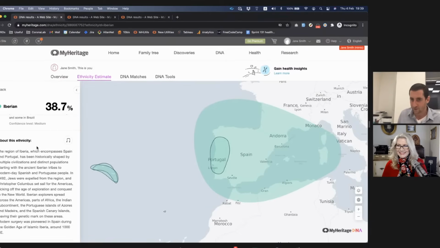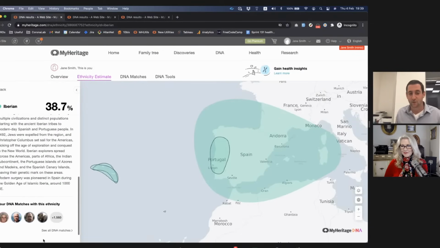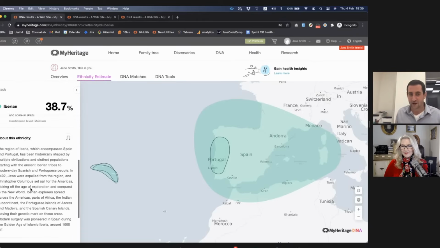I won't play it now because it would probably be too loud, but it's really cool. We created 42 different tunes, one for each ethnicity, to spice things up and give it an additional twist. And you can see your DNA matches with whom you share the same ethnicity. So these are Jane's DNA matches.